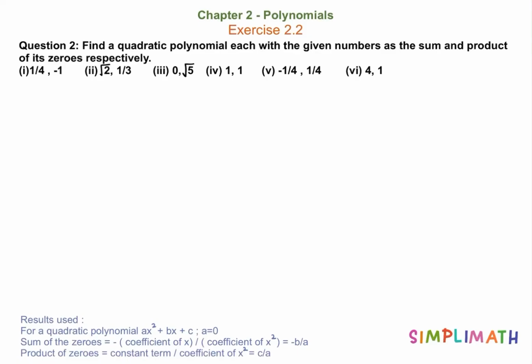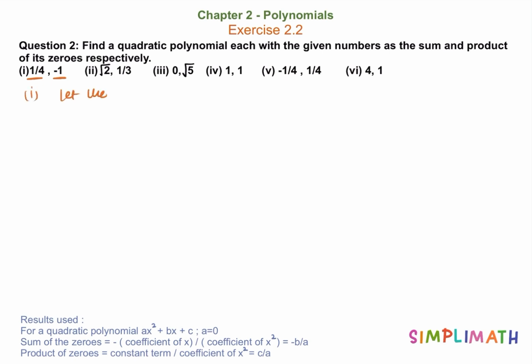Question 2 says find the quadratic polynomial each with the given numbers as the sum and product of its zeros respectively. In this question we are given, for example, this is the sum and this is the product of the zeros. We have done a very similar question in example 4. If you haven't watched that video, you can watch that. But regardless, we are going to do this once again. Let us start with the first part.